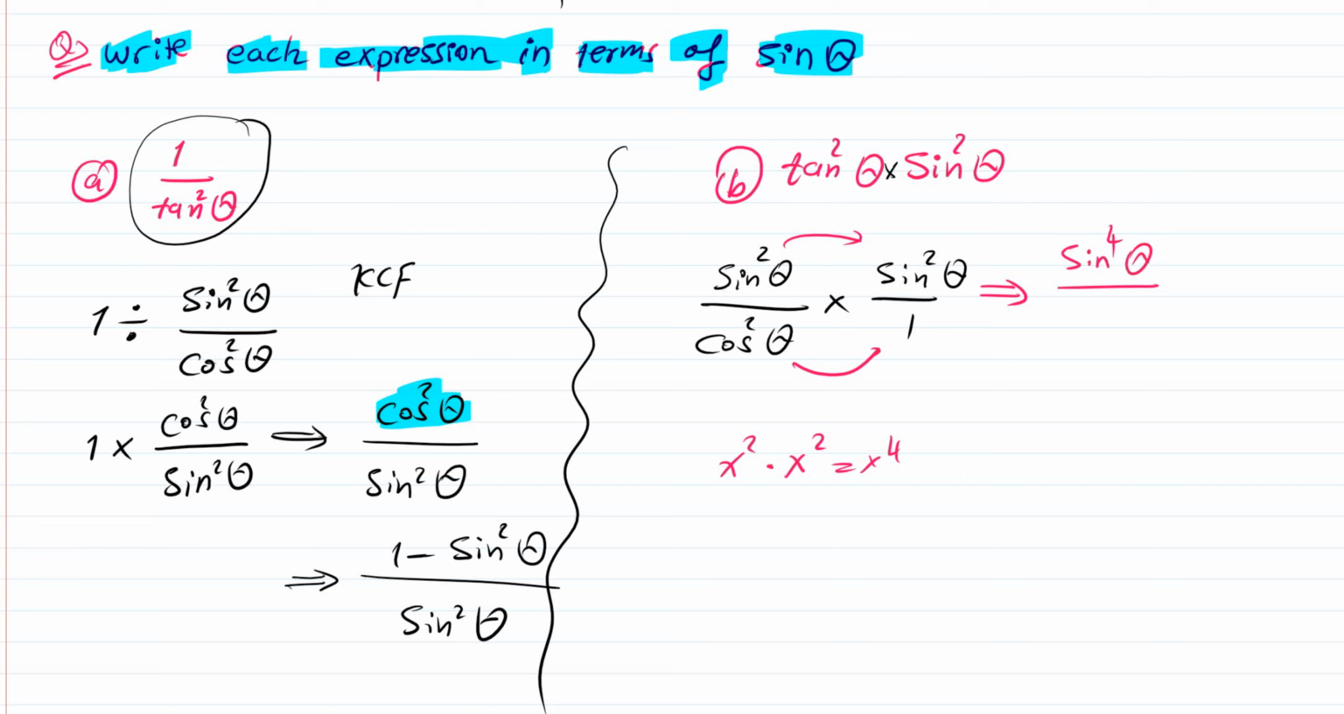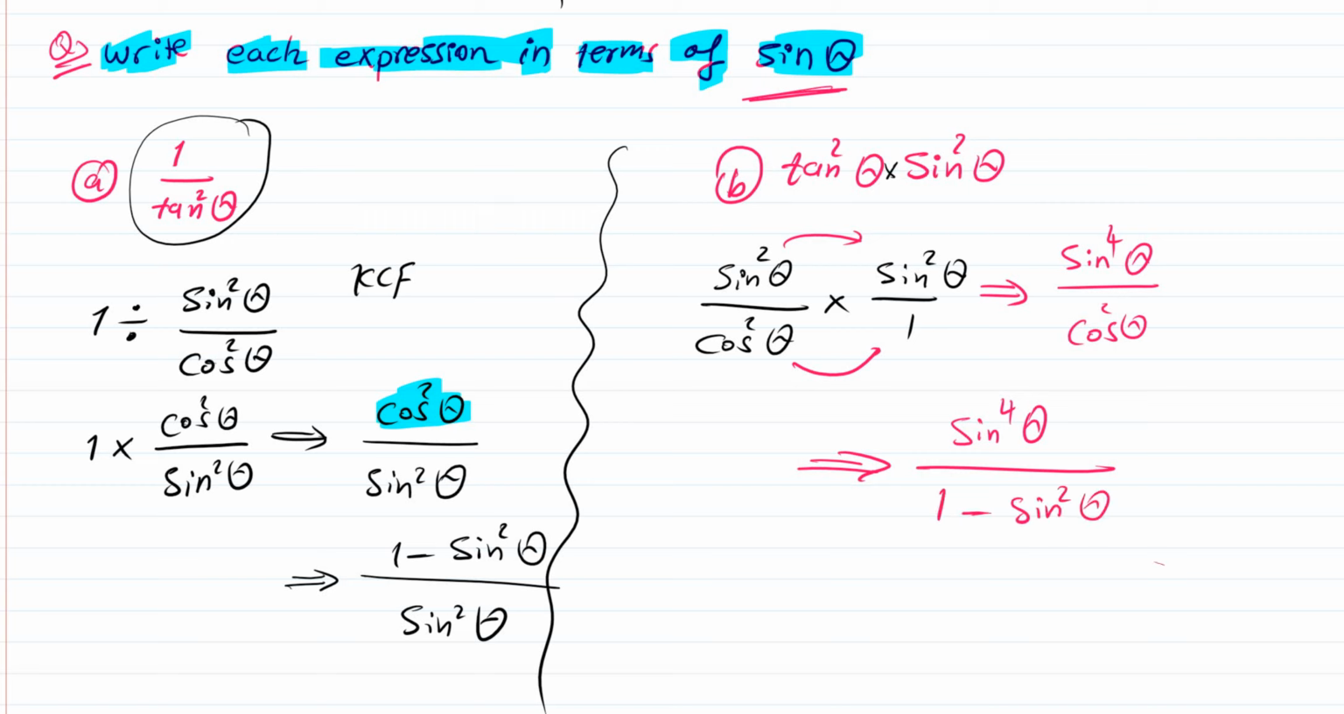Cosine square theta times 1 equals only cosine square of theta. But again, in the denominator we have cosine square. That's not acceptable because we want only sine. So the final answer by identity is going to be sine power 4 of theta over 1 minus sine square of theta, and this is going to be the answer.